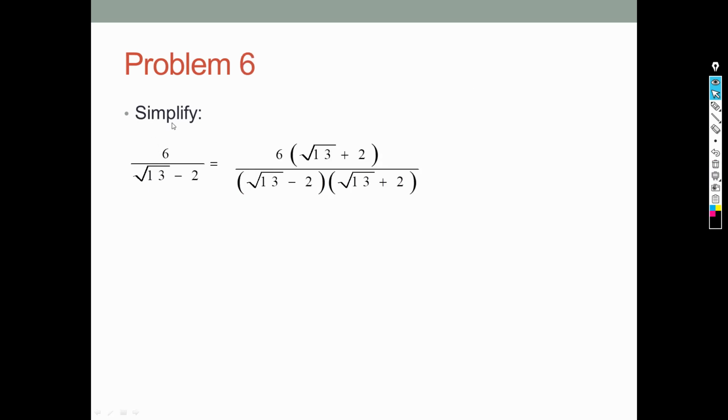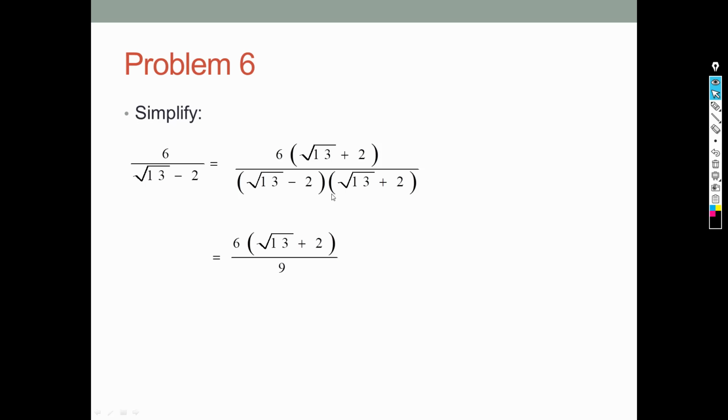Okay, the next one is kind of similar. And again, to make this into an expression without a radical, I multiplied again using that same formula from basic algebra, multiplied by what is called the conjugate of this. So radical 13 minus 2 multiplied by radical 13 plus 2. So we have the difference and the sum of the same two terms. So I've got to multiply the numerator also by that.